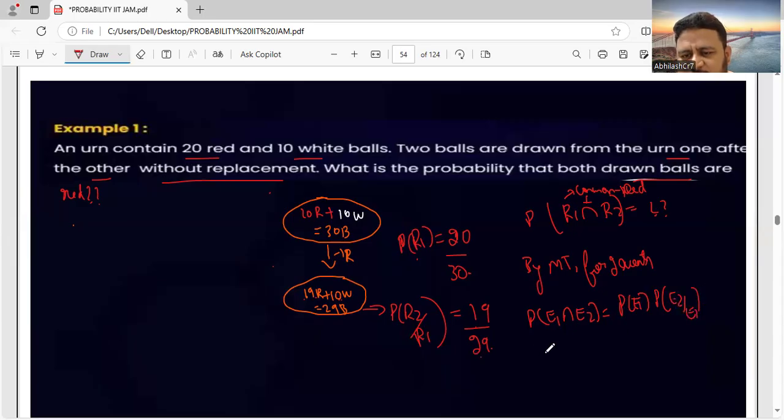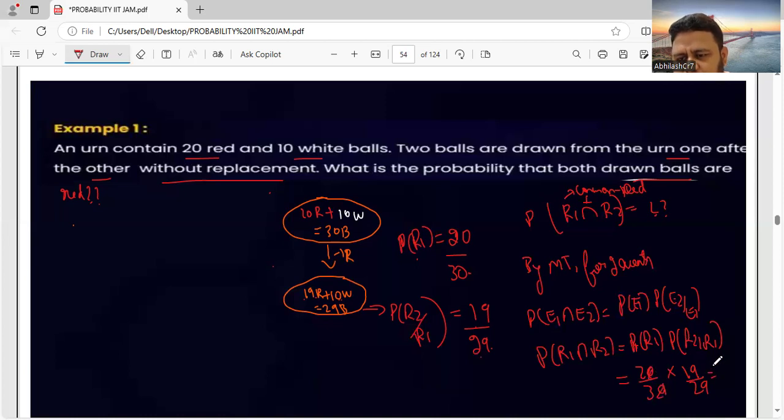So similarly, probability of R1 intersection R2 can be written as probability of R1 into probability of R2 by R1. So that is equal to what? Probability of R1 is 20 by 30, into probability of R2 by R1, which is 19 by 29. If you solve this, 0 cancels, 0 cancels. 19 2s are 38, 29 3s are 87. So this is the answer.